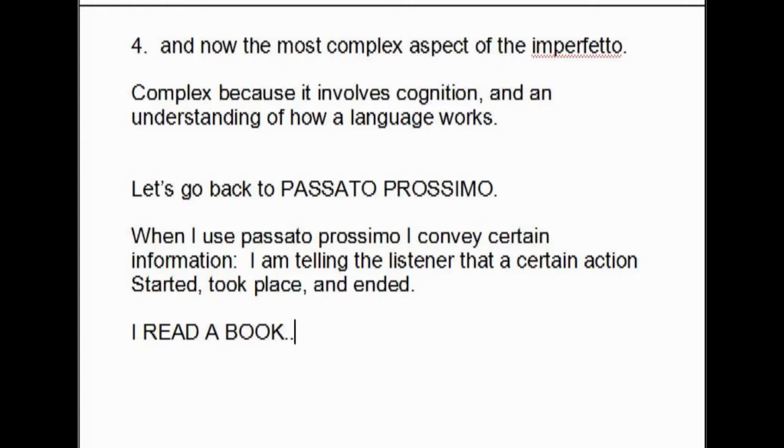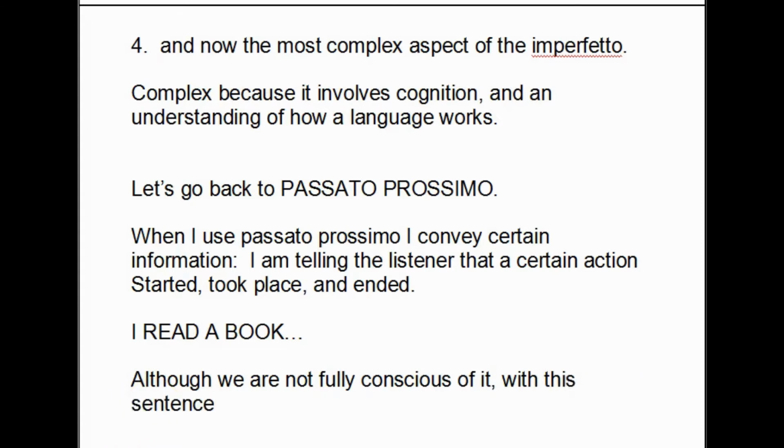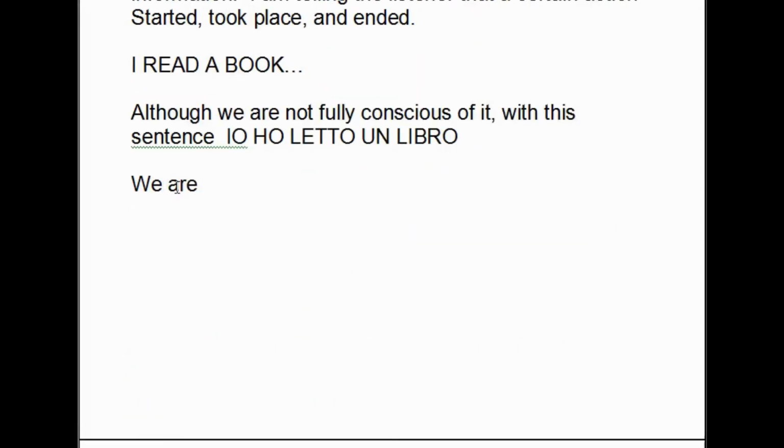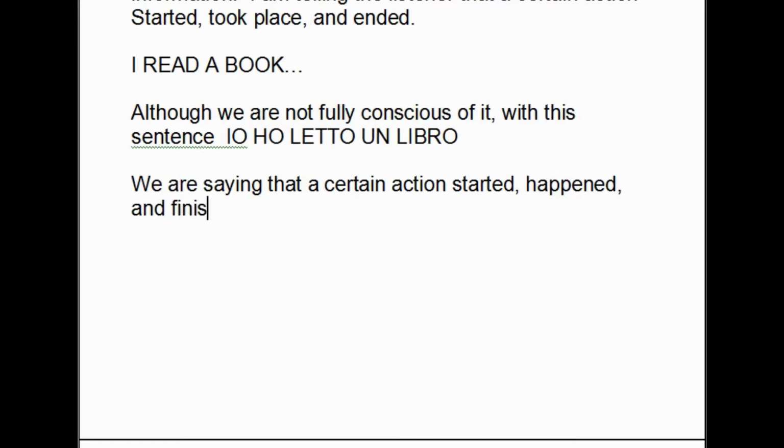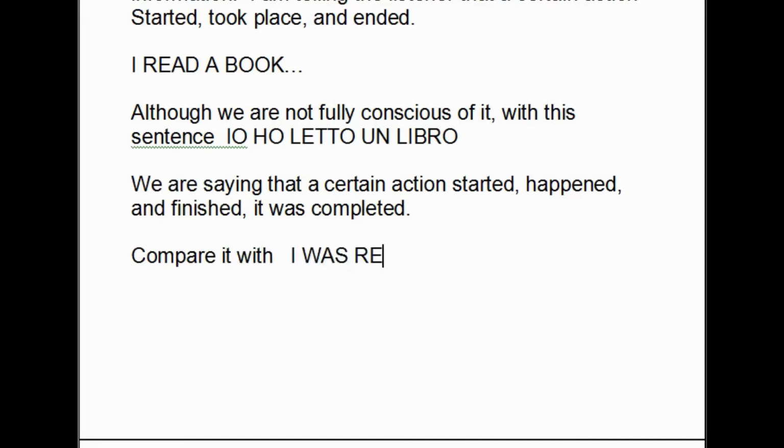The point is the information that is contained in the verb form. Io ho letto un libro. You are telling whoever is listening that you started reading, you completed the action, and the action is now over. So although we are not fully conscious of the meaning of our words, with this sentence, io ho letto un libro, we are saying that a certain action started, happened, and finished. It was completed.